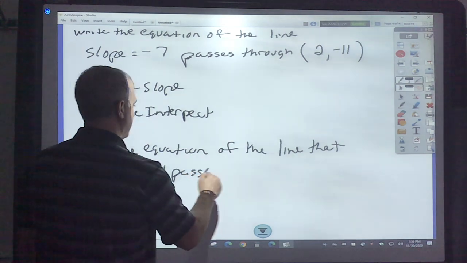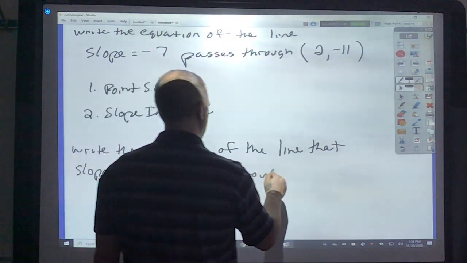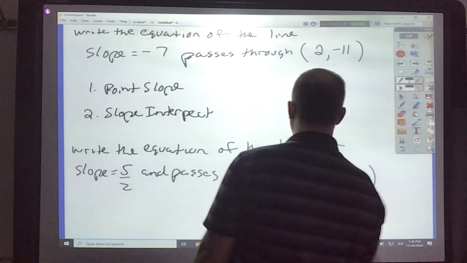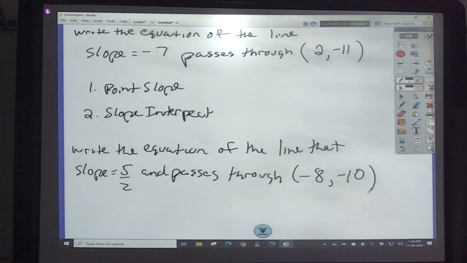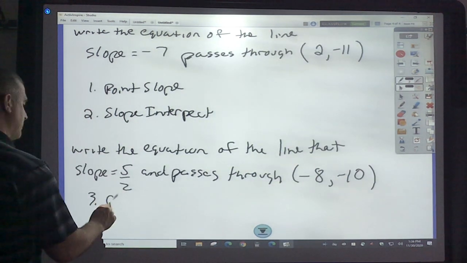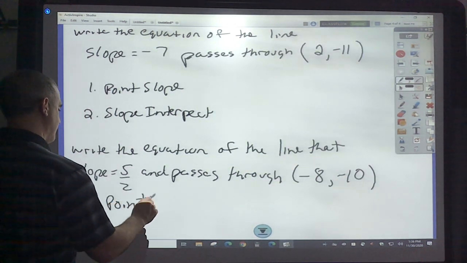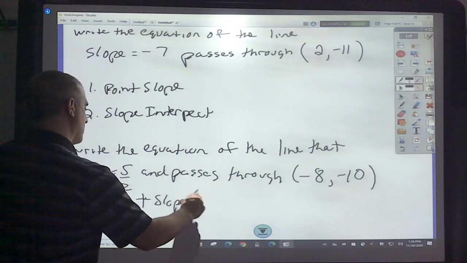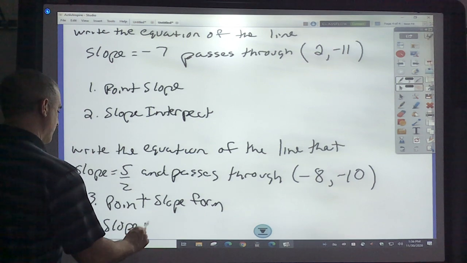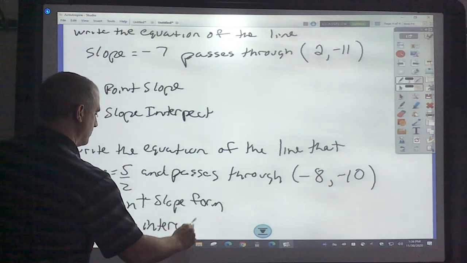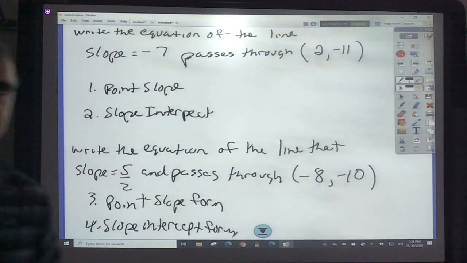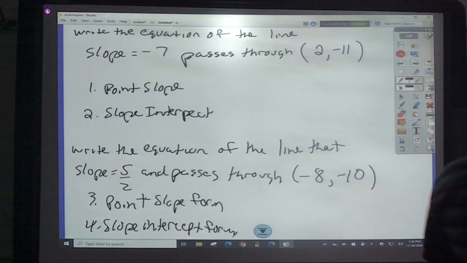And passes through, let's say, -8, -10. Okay? Go ahead and pause your video. Question 3, I want you to tell me what it is in point slope form. Question 4, I want it in slope intercept form. Go ahead and pause your video and complete that.